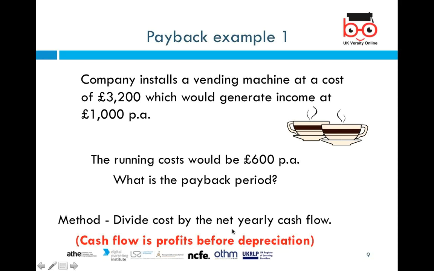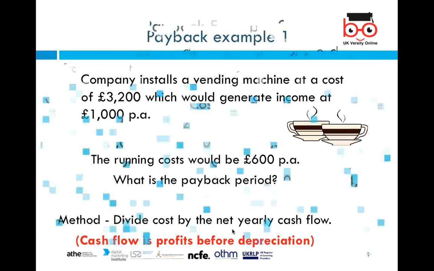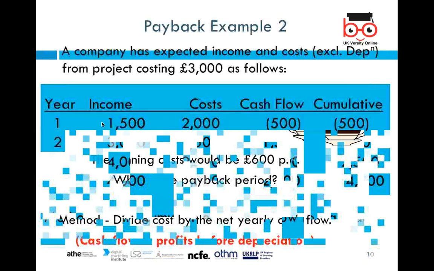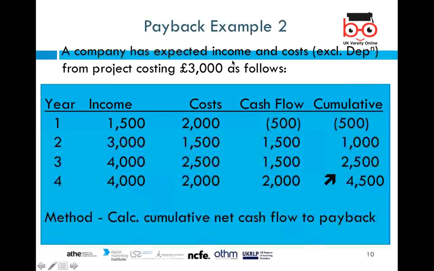The method is very simple. It's dividing the cost by the net yearly cash flow. And we are not considering depreciation here. So for the 4 years payback period, the company has expected income and cost, excluding depreciation. We are not considering depreciation here, for a project costing £3,000.